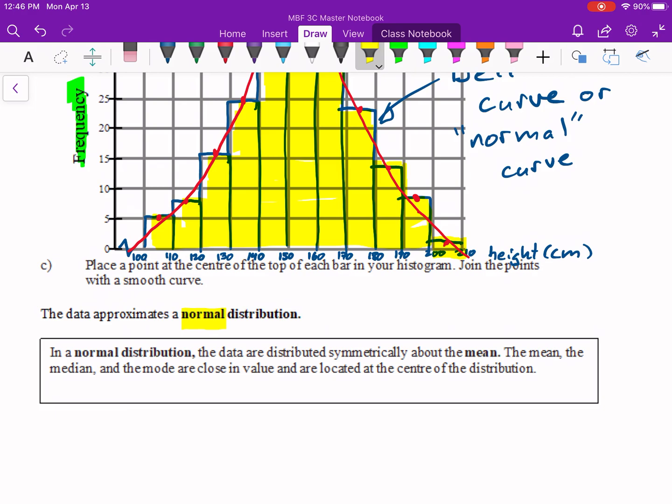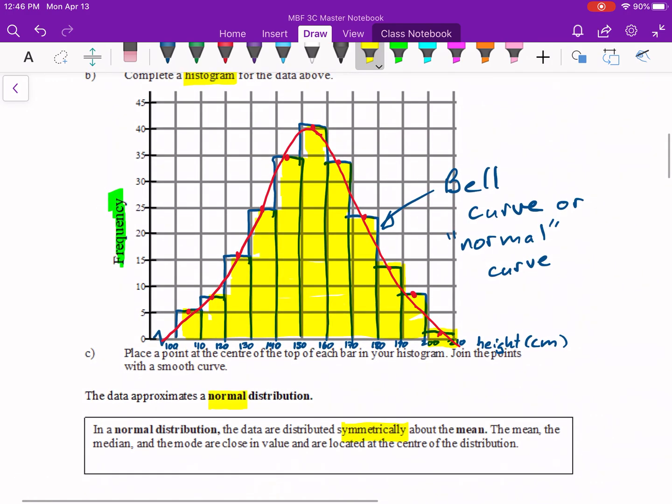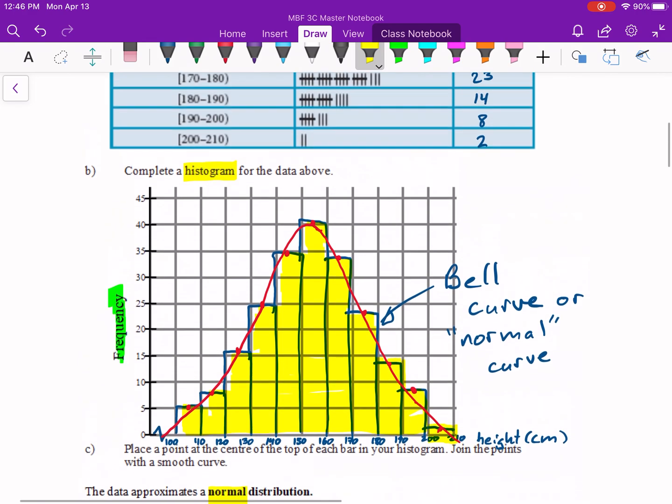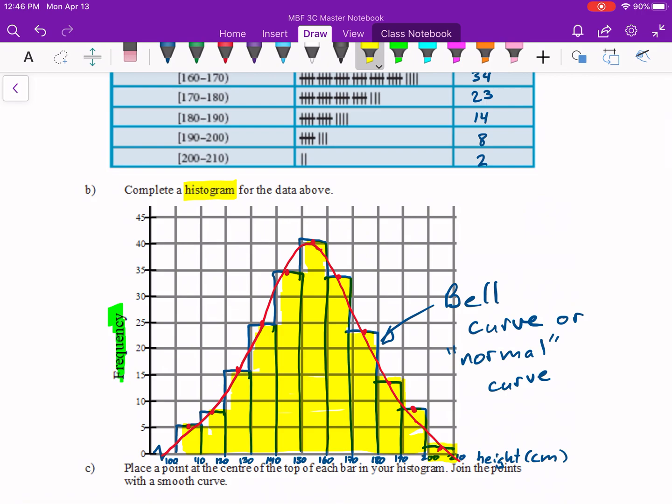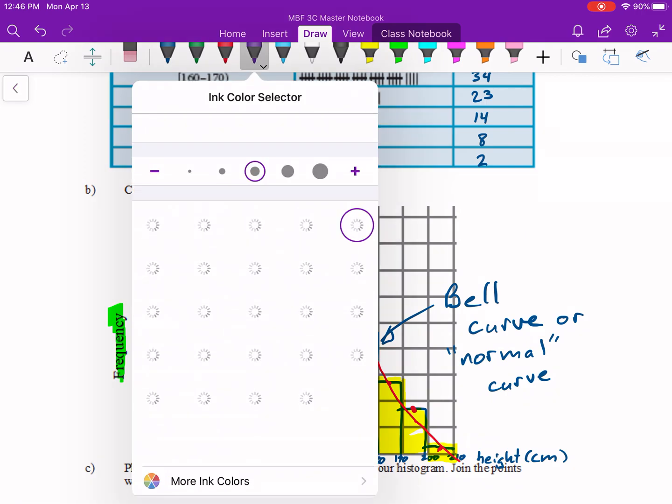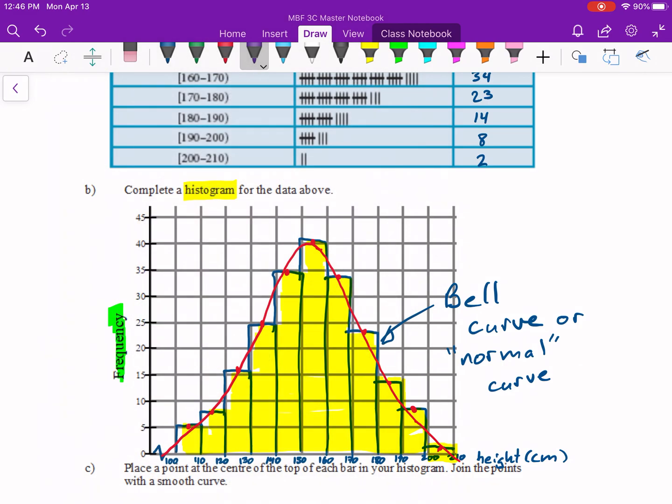In a normal distribution, the data are distributed symmetrically about the mean. Symmetrically, all right? So it's pretty much the same on one side as the other. So the mean, the median, and the mode are close in value, and they're located in the center of the distribution. So even without having to calculate these, I could tell you that the mean, median, and mode, let's make it a little bit bigger, are all going to be somewhere right about here in the middle.